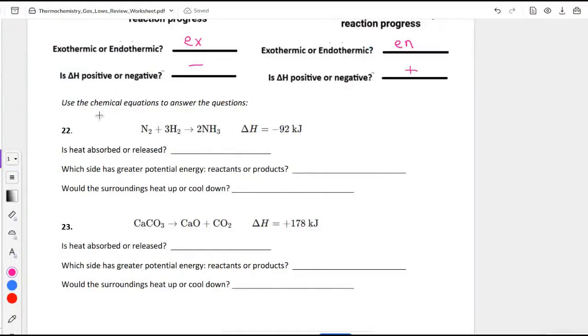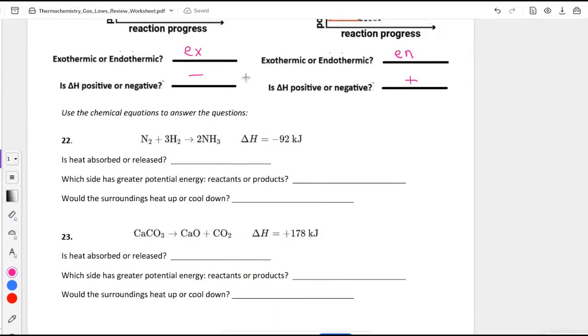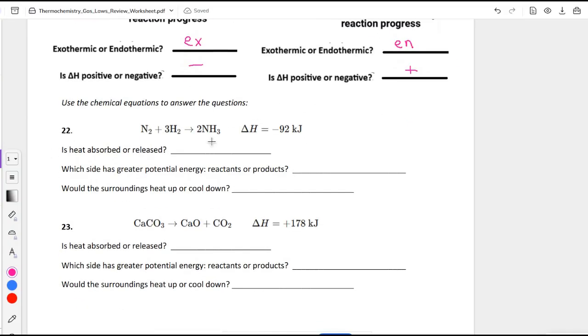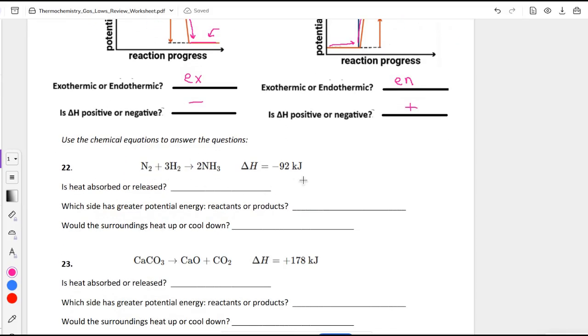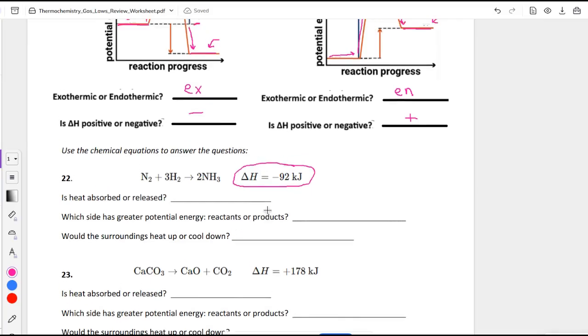All right, I'm not going to do these because there's only two. There was only two here as well, but this should be easy. So for 22, it's giving you an equation. You'll have an equation on our final exam. It's not going to be this. Maybe it'll be this one. Who knows? Is heat absorbed or released? This tells you everything you need to know. Is heat absorbed or released? Which side has greater potential energy, reactants or products?